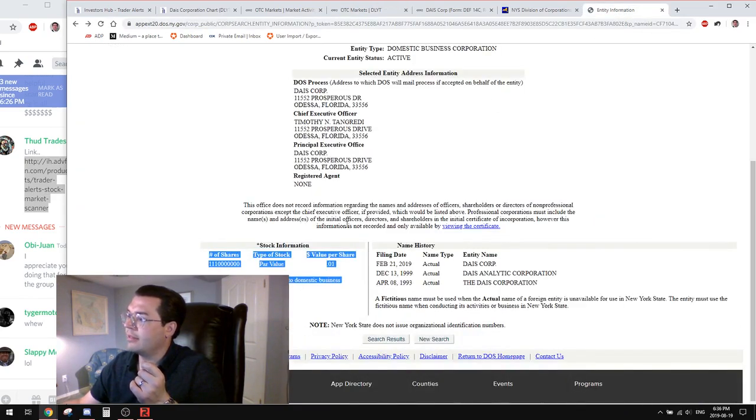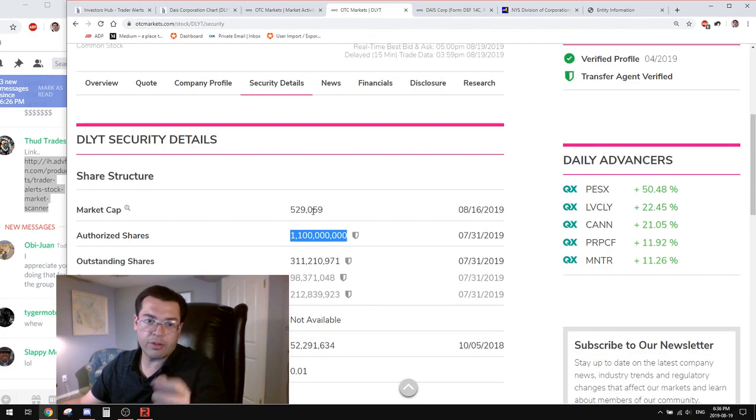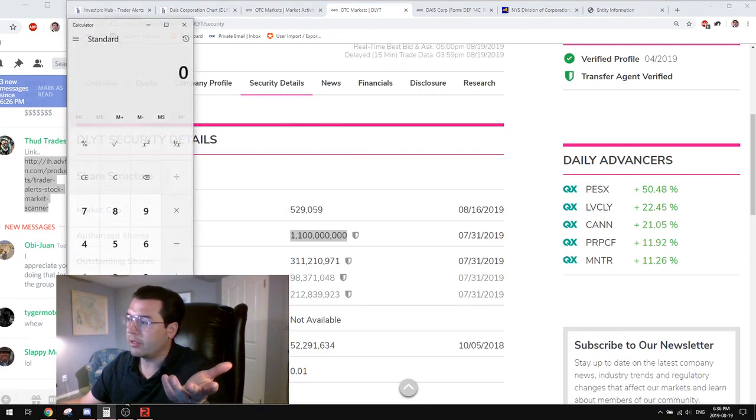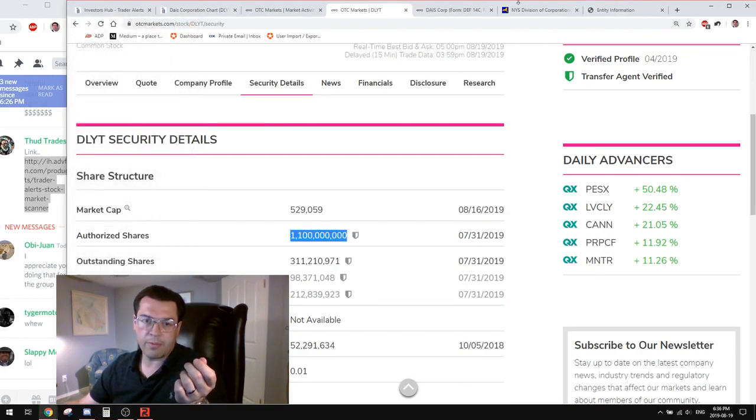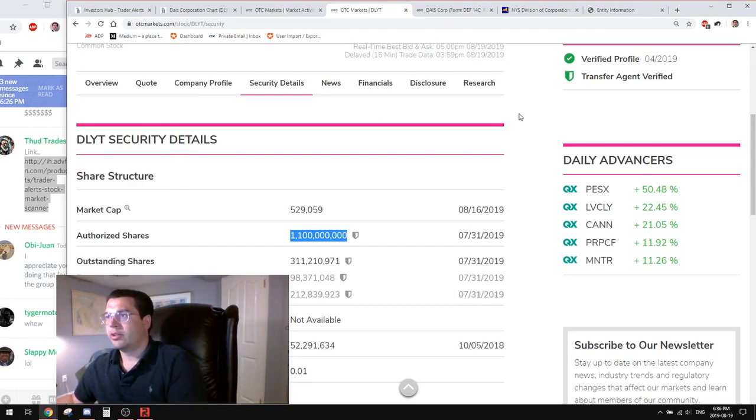If in fact the split was filed for or implemented, that wouldn't show that. It would show whatever the ratio they have, the divided ratio. So let's say it's a 1 for 500, right? It would show 2.2 million, so on and so forth. So I feel comfortable that the reverse split has not been complete.